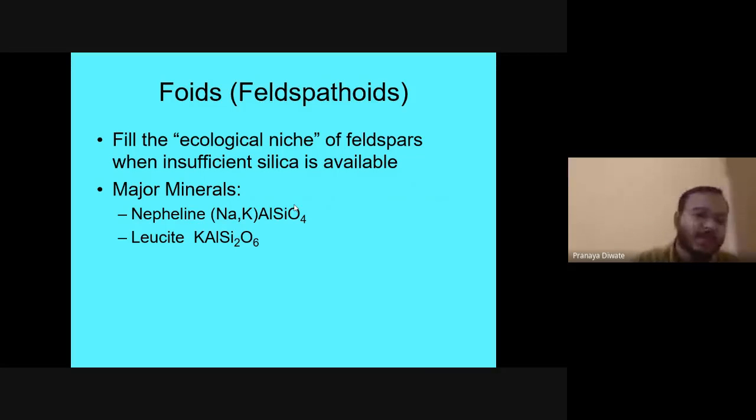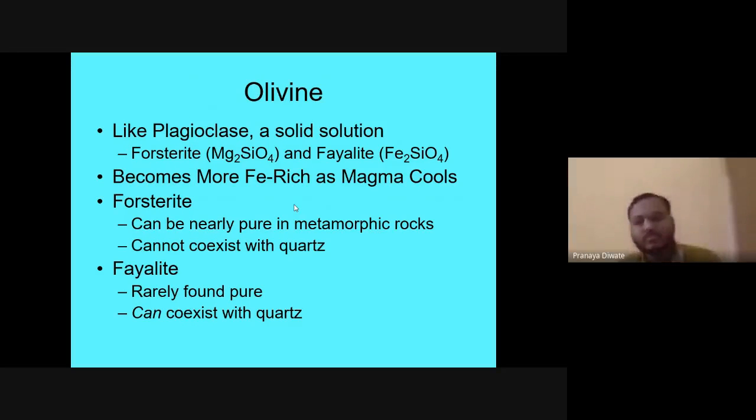The major minerals are nepheline and leucite. These are two different types of mineral. Like plagioclase, a solid solution of olivine is also there. Olivine is also there, where we see forsterite and fayalite. Like the plagioclase series, you have two different kinds of mineral present, that is forsterite to fayalite.